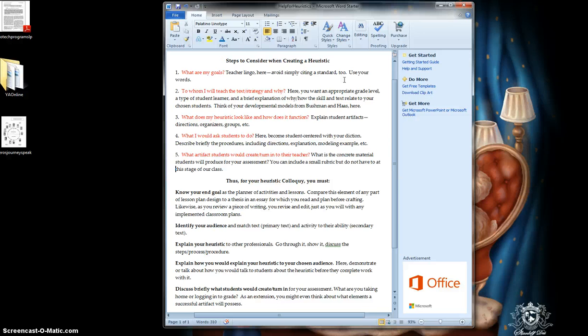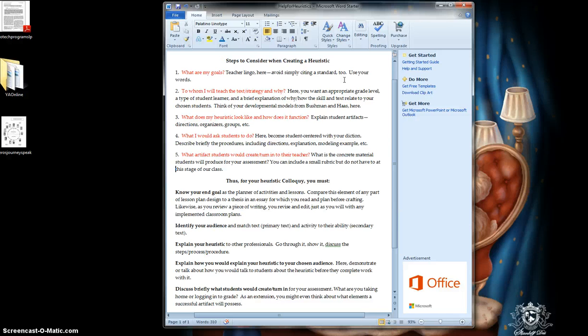Number 3, what does your heuristic look like and how does it function? So again, you might want to explain student artifacts. What are the directions? If you have an organizer, if you're having them use Post-its, or if you're going to divide them in groups. Number 4, what would I ask students to do? So here you want to become student-centered with your diction, your word choice. Describe the procedures you would share with students. Include directions if you have them. Explain what you would explain to students, right?